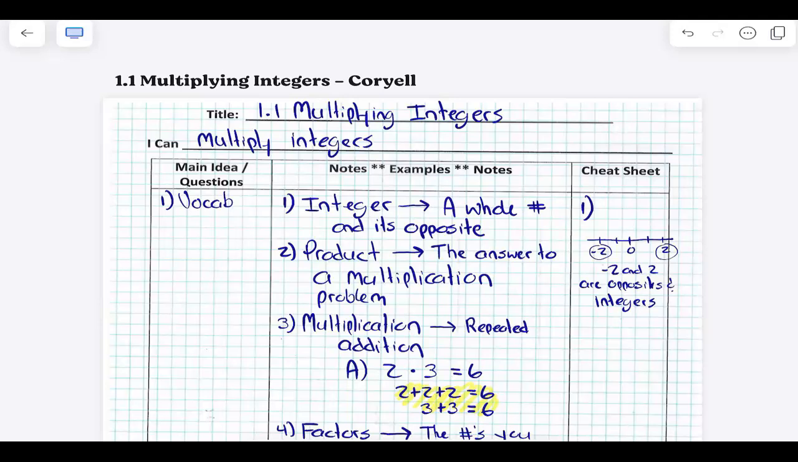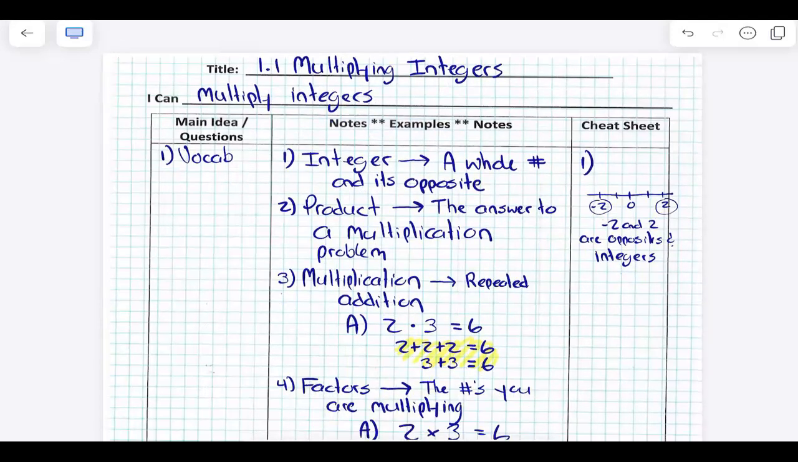Yeah, good job. Today we just finished notes on 1.1, Chapter 1, Lesson 1, multiplying integers. Can you guys multiply integers, yes or no? Yes. Nice. Okay, we had some vocab words, class.